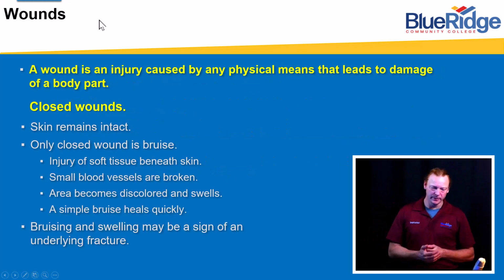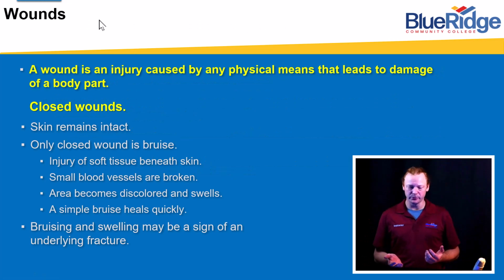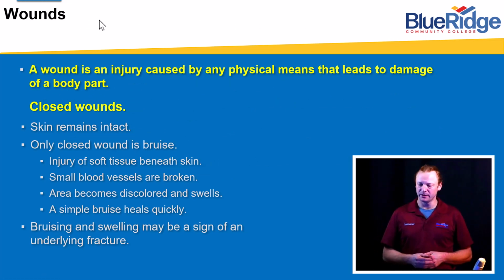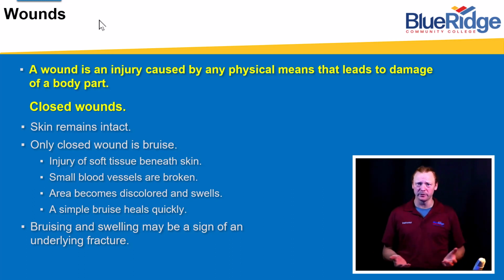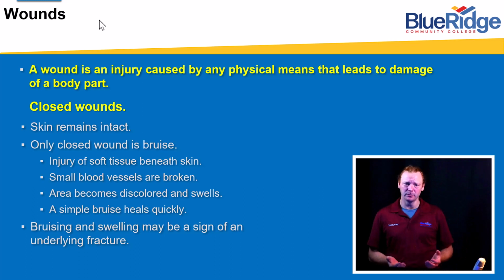So a little bit about wounds. This is an injury that is typically caused by a physical means that leads to damage of a body part. So we have closed wounds. This is where the skin remains intact and unbroken.